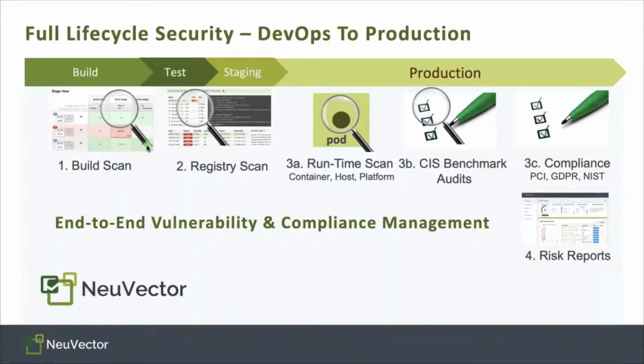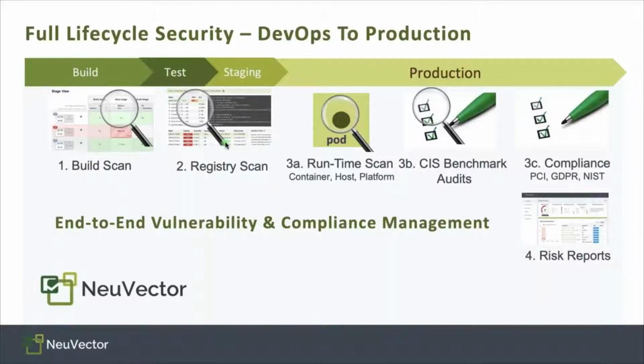As I talked about, the first step is build scanning. That's fairly simple to be automated, and then that can be kicked back to developers if there are any vulnerabilities or problems. The second area that can also be automated is registry scanning. And if new vulnerabilities have been discovered in a registry, that also can be alerted and kicked back automatically to the dev team for remediation.